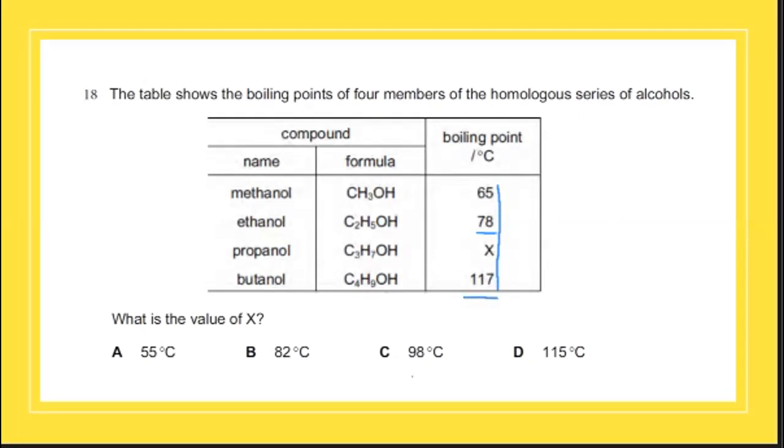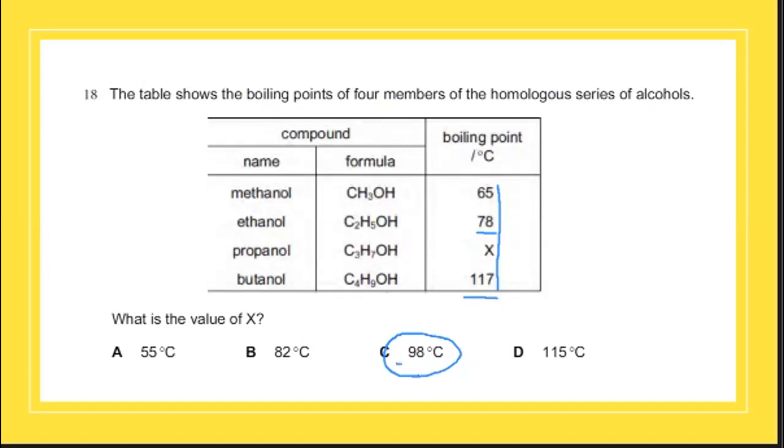The actual answer is C as in cat, which is 98 degrees Celsius. So the first one goes from 65 to 78. That's a change of about 13. Then 78 to 98 is a change of about 20, right? Which is not exactly the same, but within that range. And then from 98 to 117, it shows a proportional change, right? So 98 to 108, that is 10, 108 to 117 is 9. So that's a change of 19.